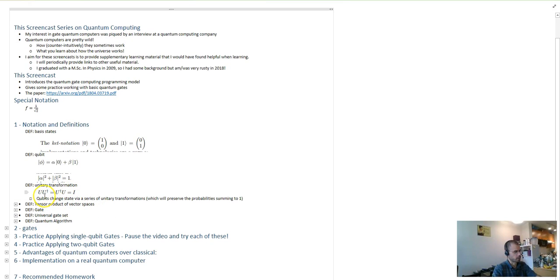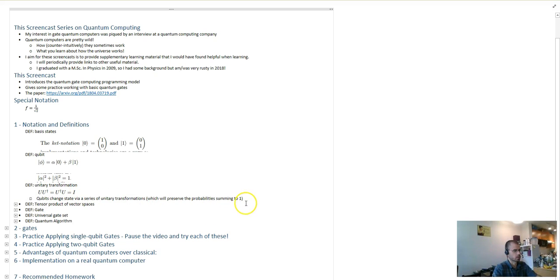A unitary transformation is a matrix transformation where if you multiply it by its conjugate transpose, you get I. You take the complex conjugate and you take the transpose of the matrix, multiply those two together, and you get I. So qubits, which are each a single spin, change state via a series of unitary transformations in a quantum computer.